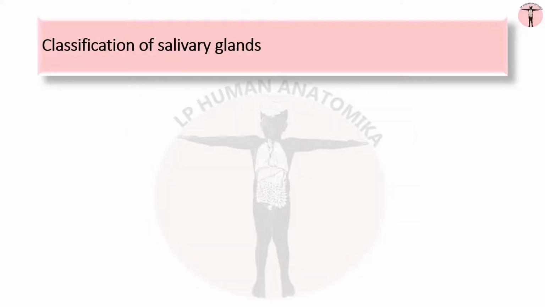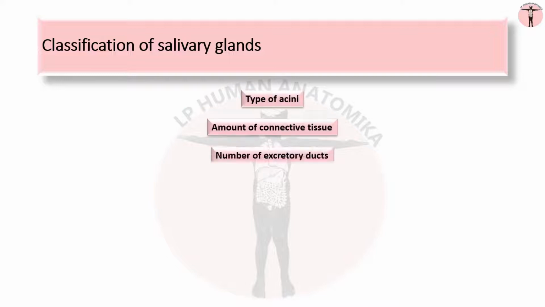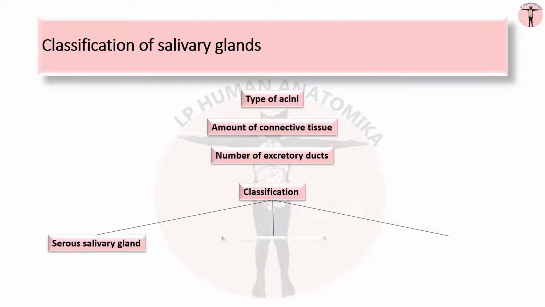With the general microscopic structural background, which was discussed in the previous slides, depending upon the type of acini, amount of connective tissue, and number of excretory ducts, the glands are classified into three types: serous salivary gland, mucous salivary gland, and mixed salivary gland. Do not get confused with the classification of epithelial glands. Both are different. I will repeat, epithelial glands classification is based on arrangement of secretory cells and duct system.